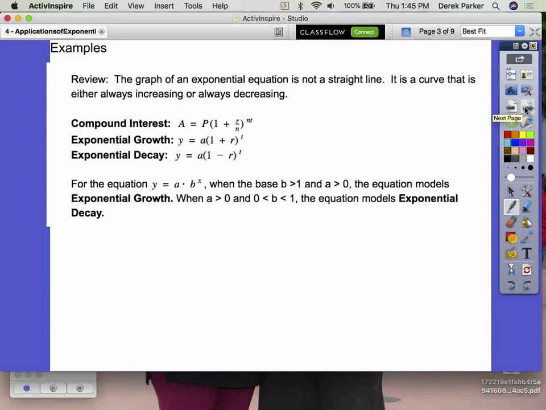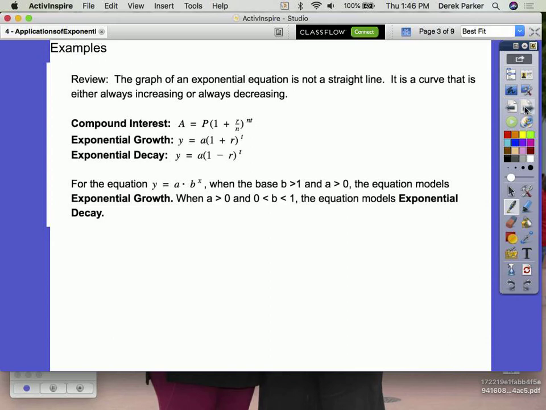Okay, review the graph. An exponential equation is not a straight line, but you should already know that. It is a curve that is either always increasing or always decreasing. Here are some formulas you need to remember. Compound interest: A equals P(1 plus R divided by N) to the power of NT. Exponential growth: Y equals A times (1 plus R) to the power of T. Then exponential decay is the same formula, except now you have a subtraction sign.